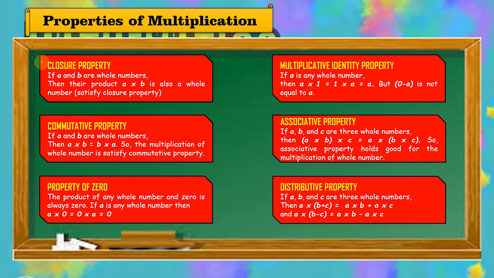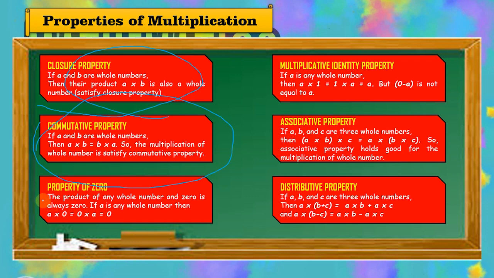We have closure property. If A and B are whole numbers, then their product A times B is also a whole number. So multiplication of whole numbers satisfies closure property. And then the second one, commutative property. If A and B are whole numbers, then A times B equals B times A. So the multiplication of whole numbers satisfies commutative property.